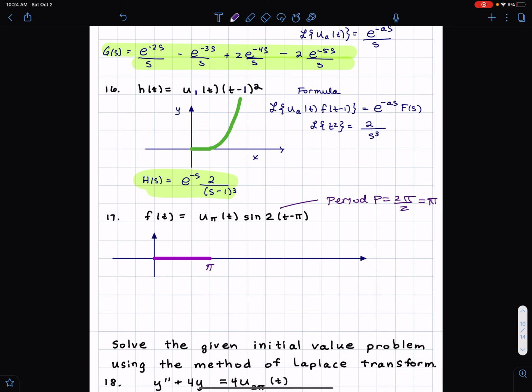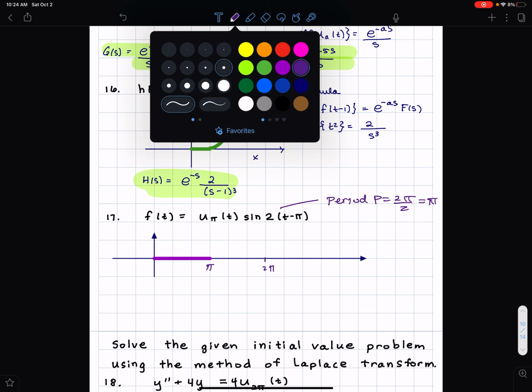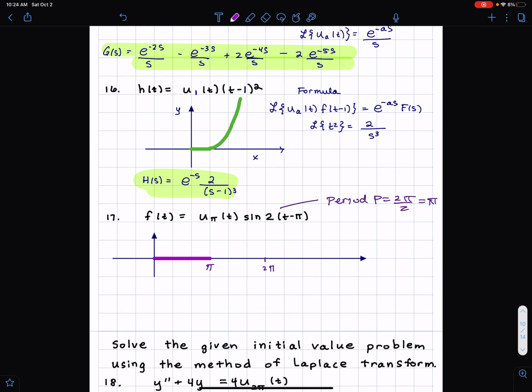So here's 2 pi, and we'll go through one cycle in that amount of time. So it's going to look like this, and it'll keep going, if I can achieve that without making a mess of my paper, etc. It keeps going on.